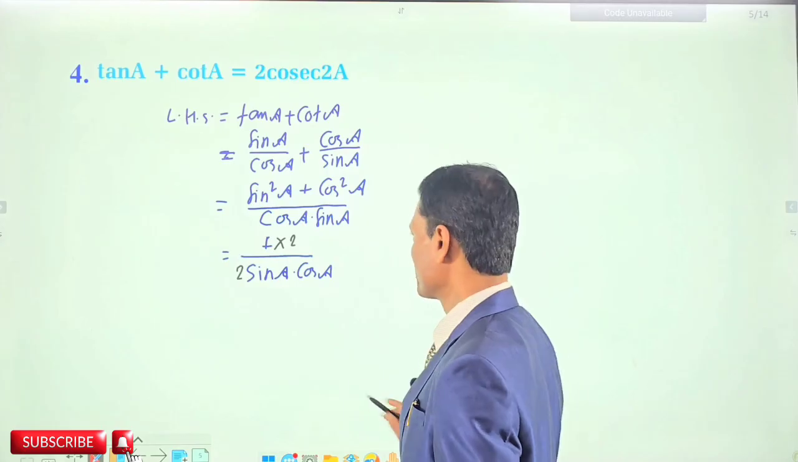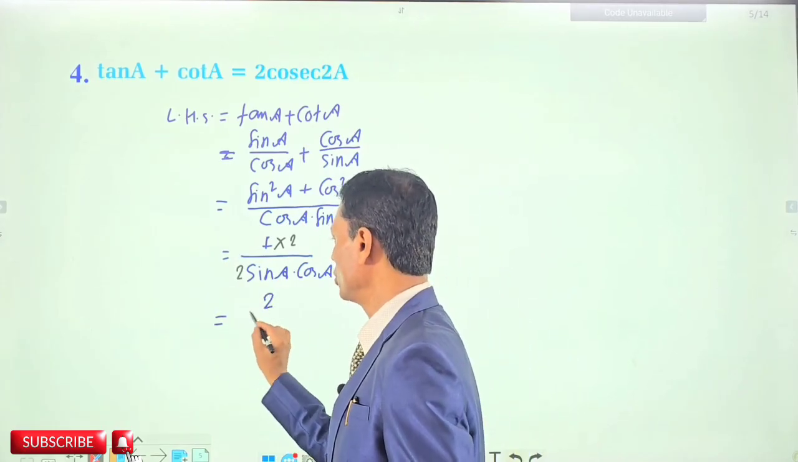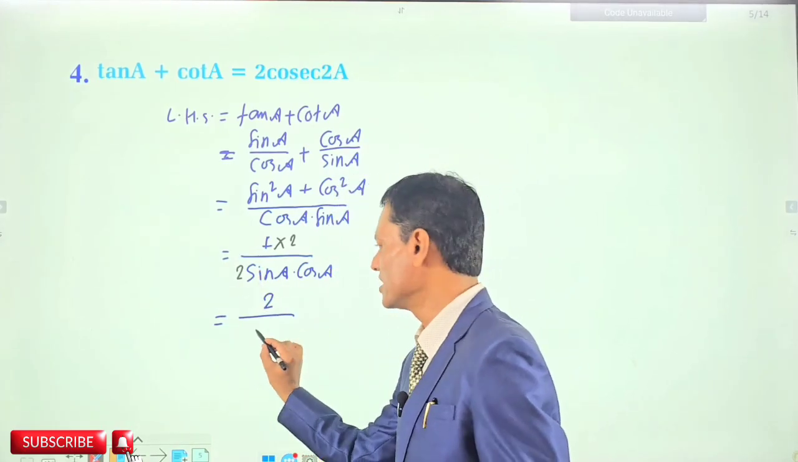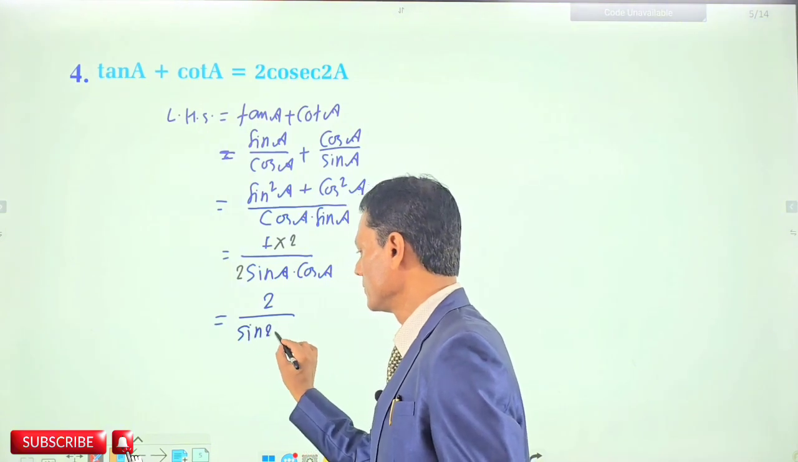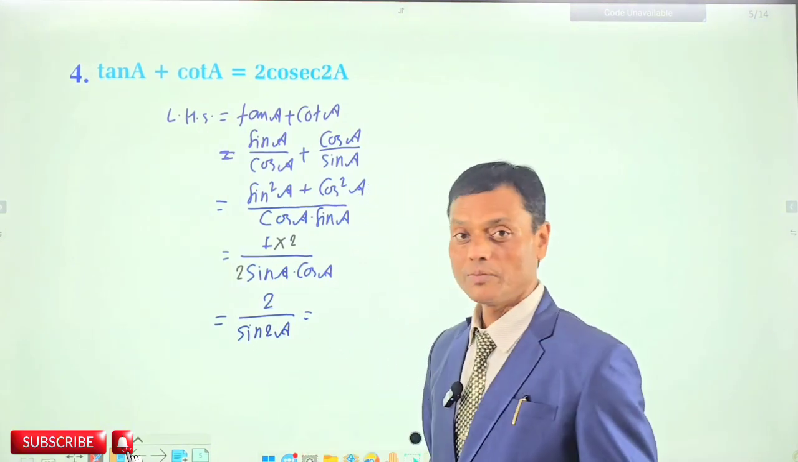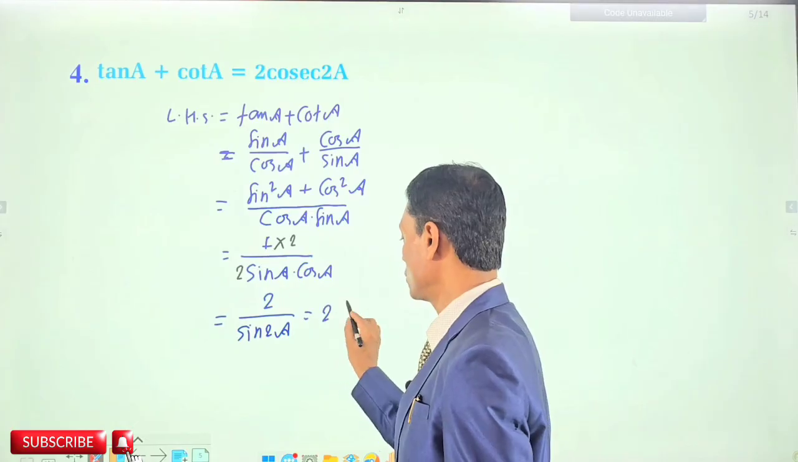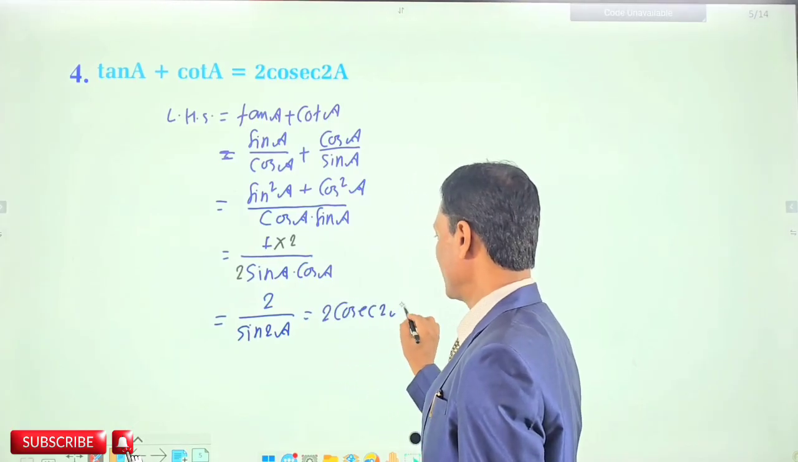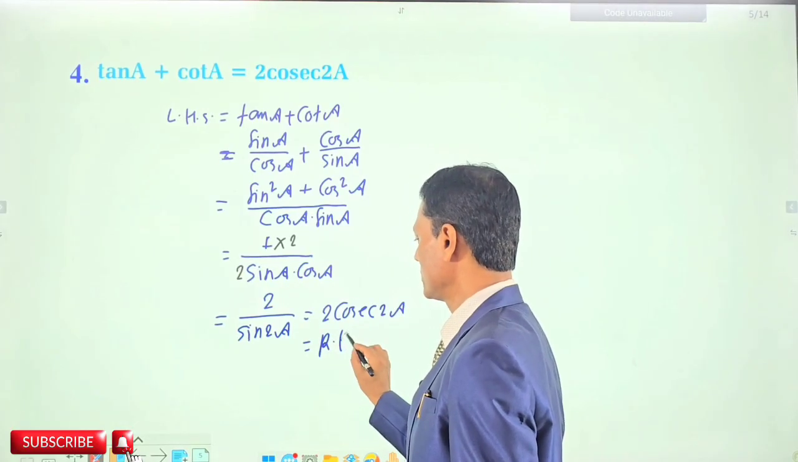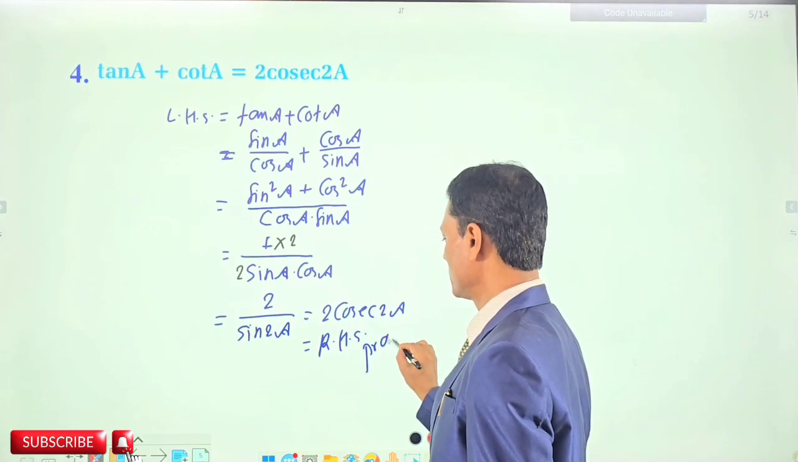Of course we can do that now. Then we have 2 over 2 sin a dot cos a, which means sin 2a, and 2 by sin 2a means 2 cosec 2a. So we can write here 2 cosec 2a, and that's equal to the right hand side, and that's proved.